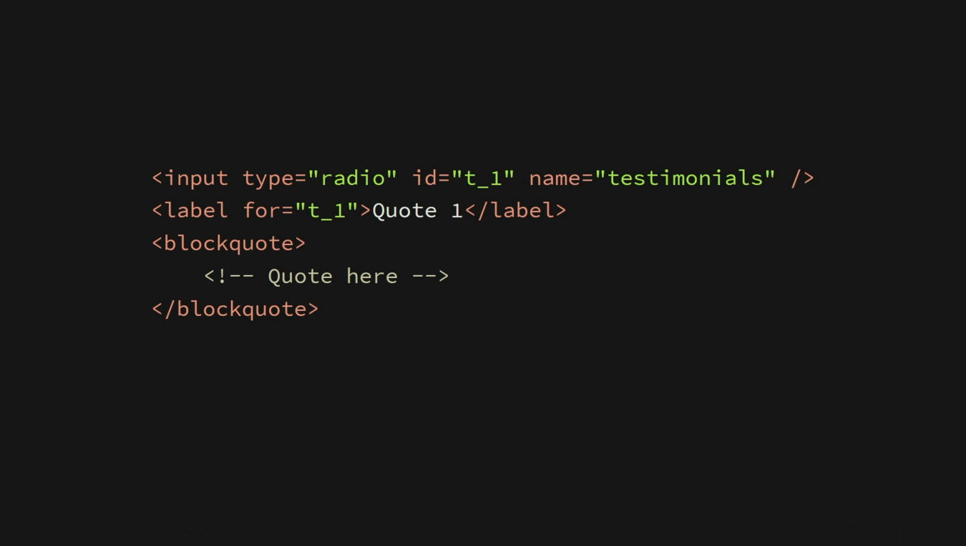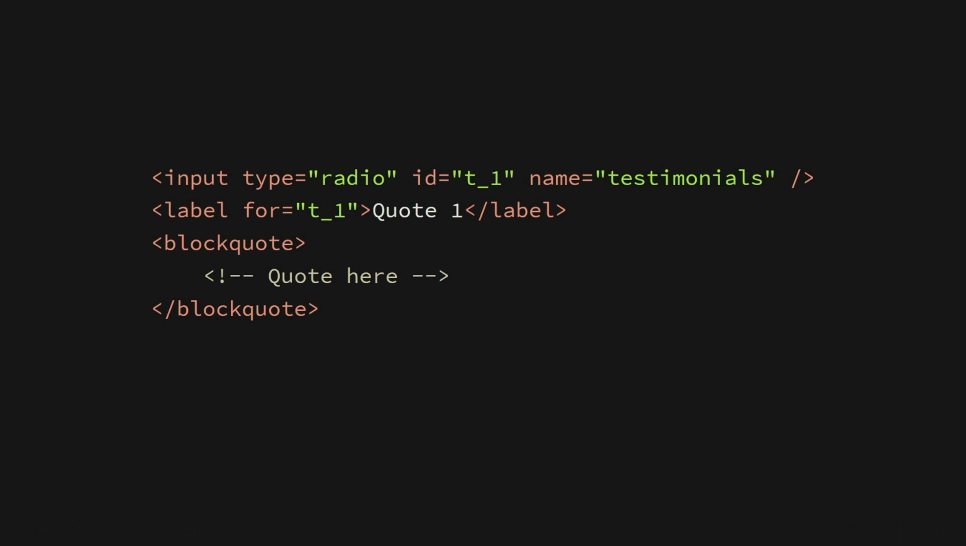So here, I have a testimonial slider because not only do clients love showing testimonials, they want people to be able to click through to different ones. So here I'm using radio inputs. So I have a radio input, input of type radio. It has an ID, testimonial 1, and the name of testimonials.